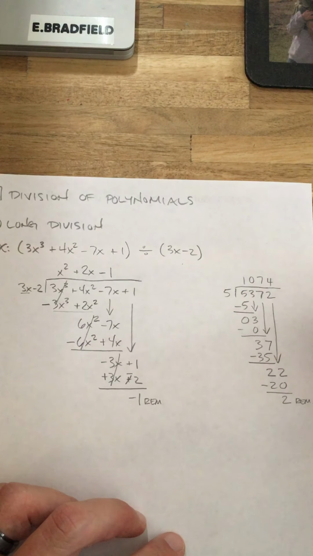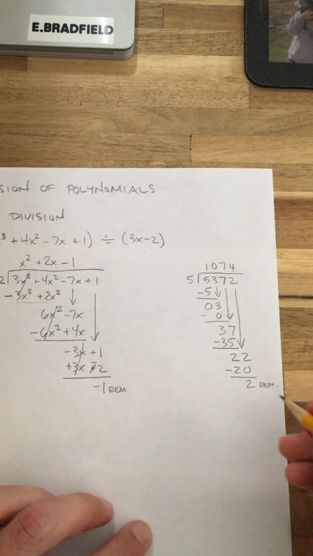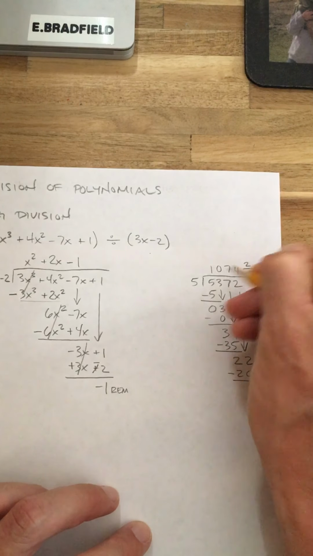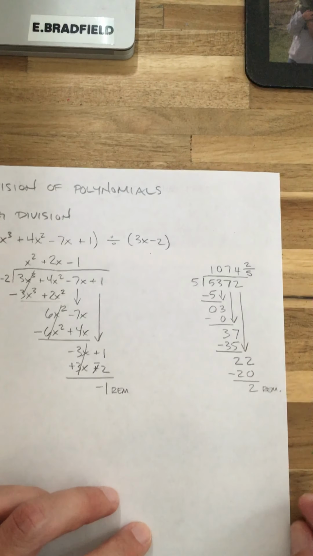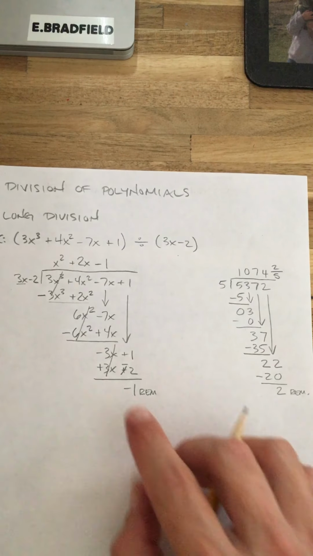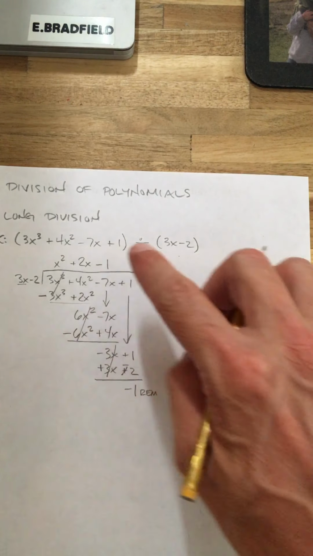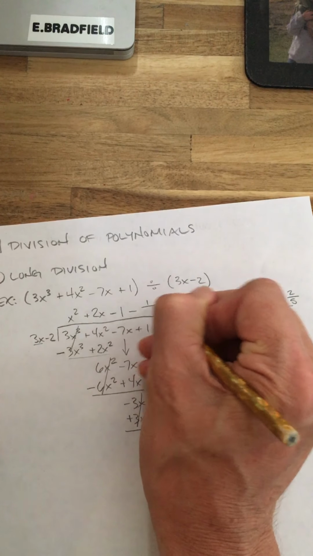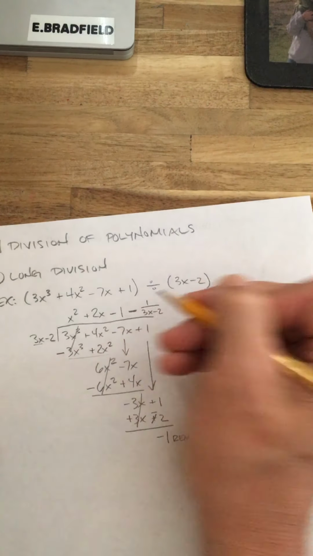I think in elementary school they told you to put R2, but I think in real life, if this is your remainder, you're going to have 2 that's still trying to be divided by this 5. So you put 1074 and 2/5. Over here, if this is a remainder, it's still being divided by this. So you're not going to put r -1. You're going to put this guy -1 over 3x minus 2. Okay, so you have that -1 over that.